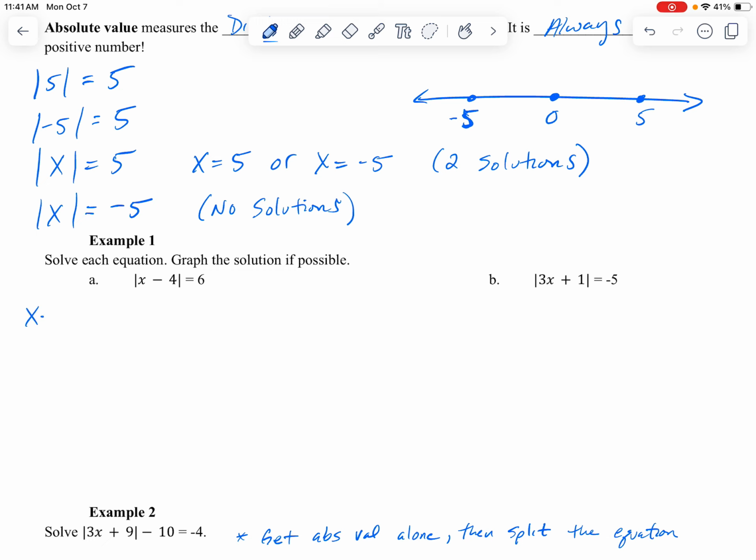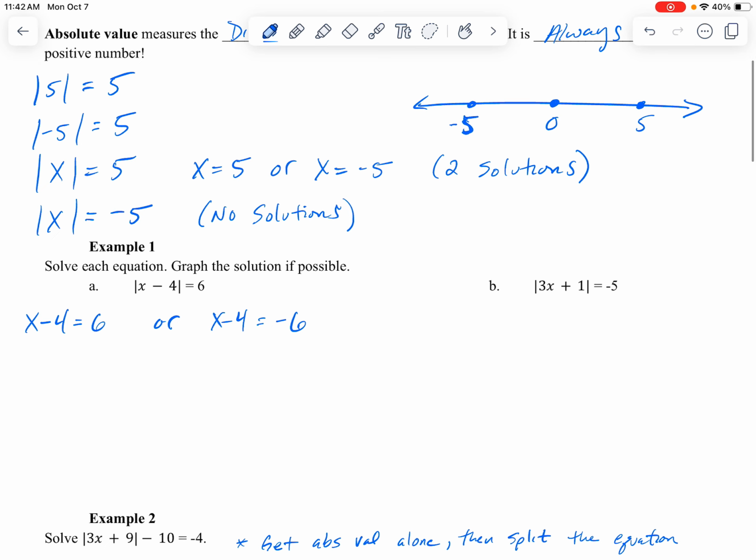I'm going to take the absolute value away. One equation looks exactly like it did originally, where we just take away the absolute value. Or we have that same value that's inside the absolute value signs, and then I have to change the sign on the other side of the equation. So either of these things could be true. And we'll solve both of these equations and we'll get two different answers.